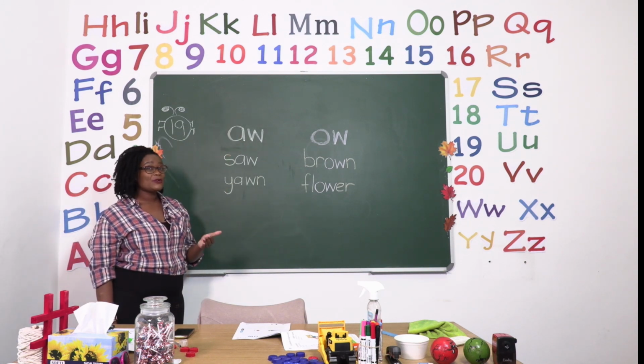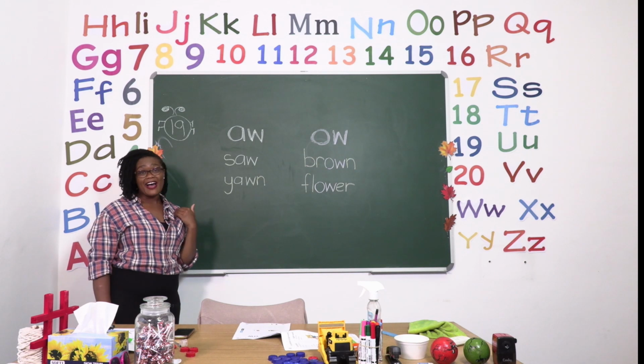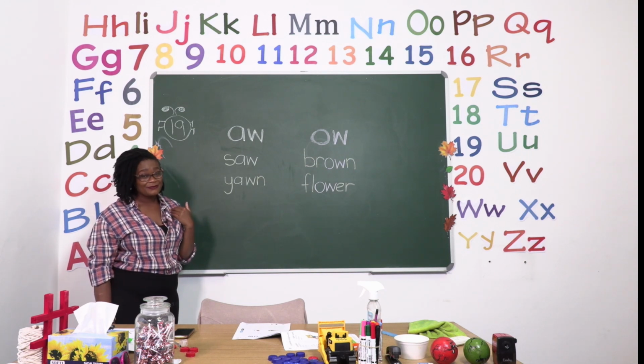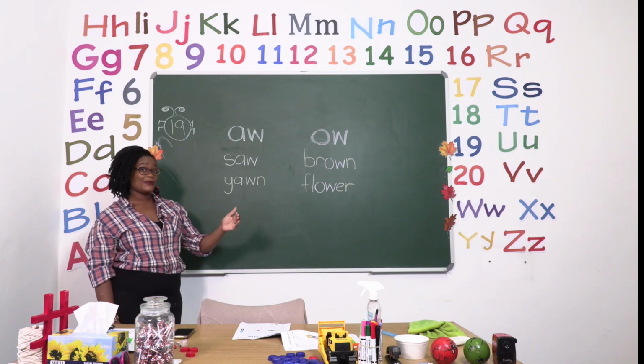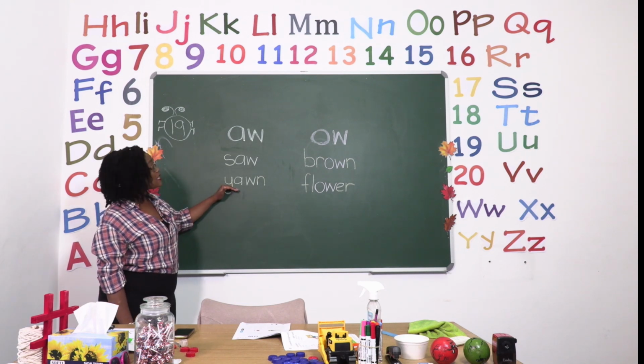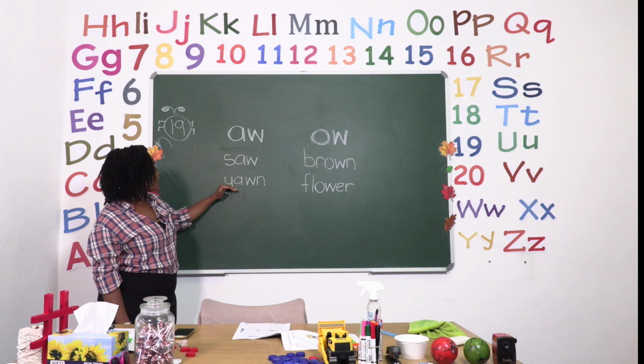Now there's real yawns and there are fake yawns. The one I just did was a fake one. But I'm sure soon you'll be able to do a real one and a fake one as well. So let's read our word. First let's sound it. Y. aw.